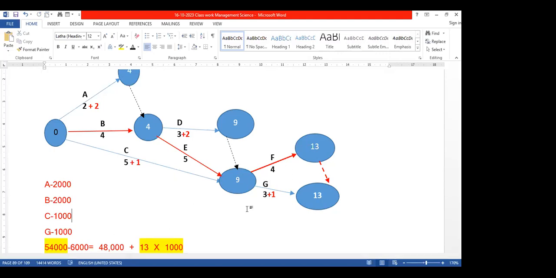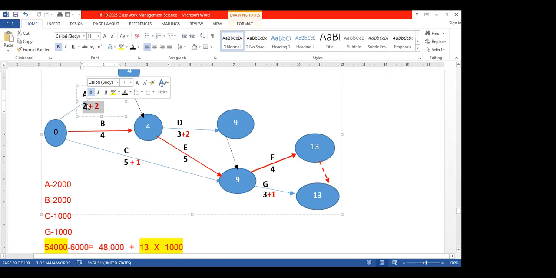Unnecessarily, we have increased the cost by reducing the duration of non-critical activities. Right? Unnecessarily, we have increased the project duration by reducing the duration of non-critical activities. That is a key point you have to know. So therefore, we have to make that adjustment.